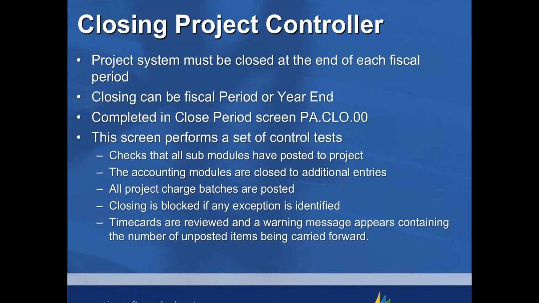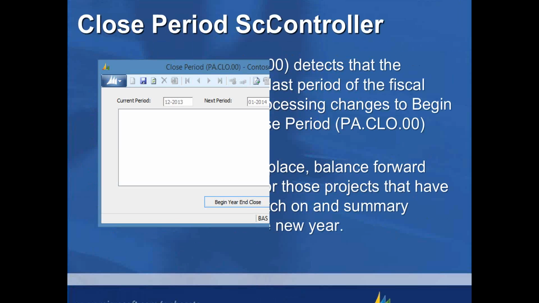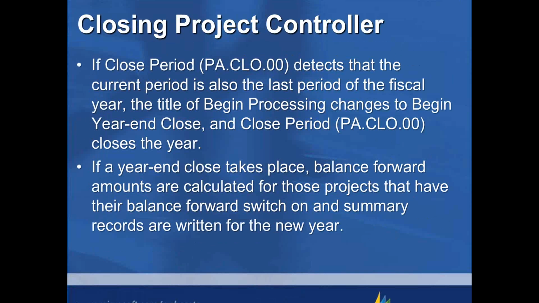Time cards are also reviewed, and warning messages will come up in that message section for the number of unposted items being carried forward into the next year. So this is the close period screen. If you're on a calendar year and you're closing December, then you're going to get a year-end close. If you're on a fiscal year, then it'll just be a period close. And this just says the same thing.